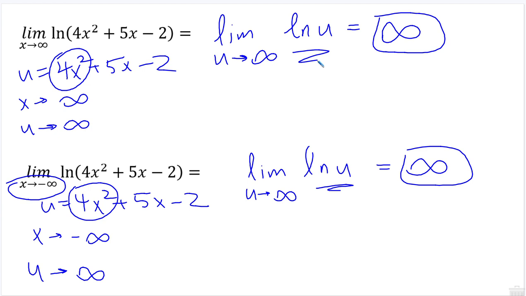Because if I plug negative numbers into 4x squared plus 5x minus 2, I get positive numbers sometimes, right? And therefore, I can take the natural log of those. Not taking the natural log of a negative, but the argument of the natural log becomes a positive for some negative x values.